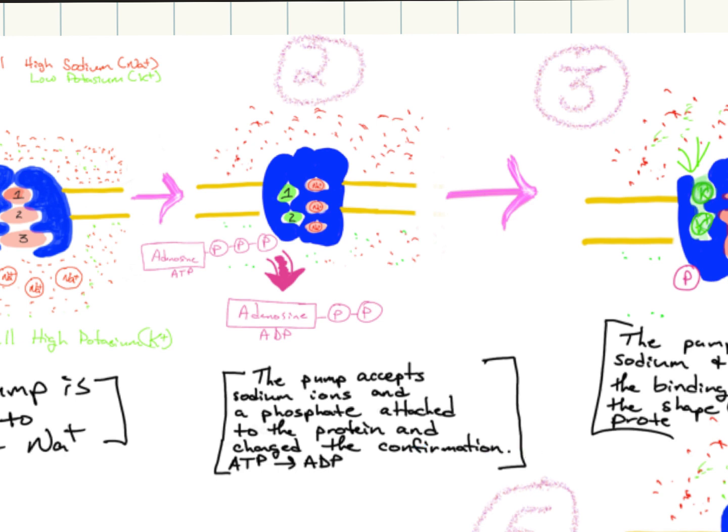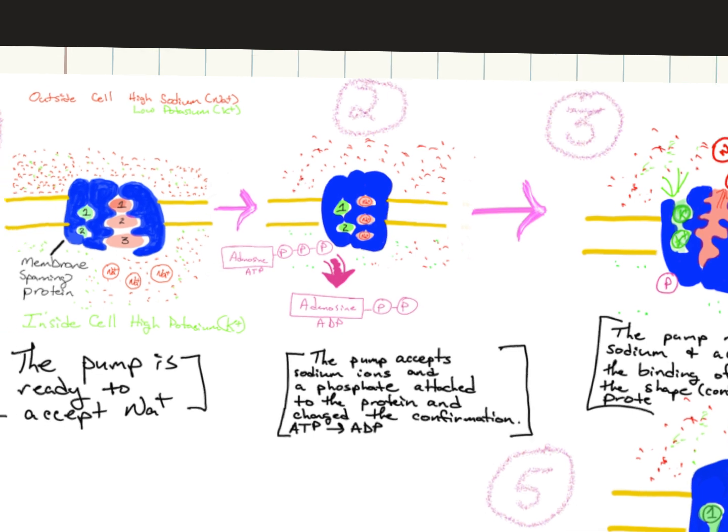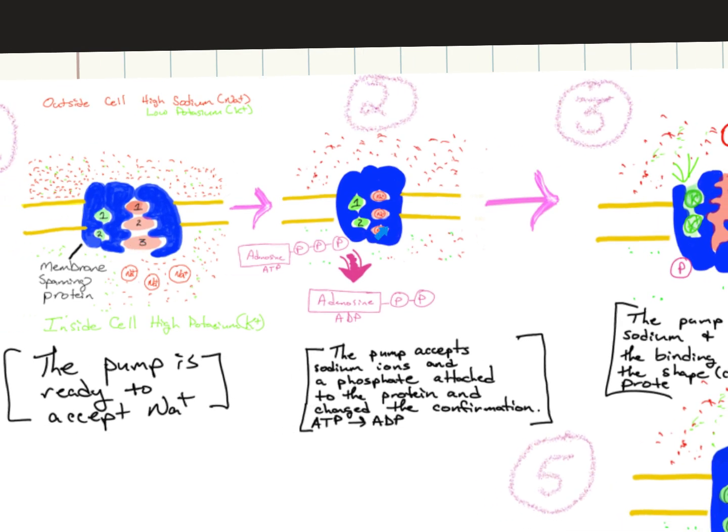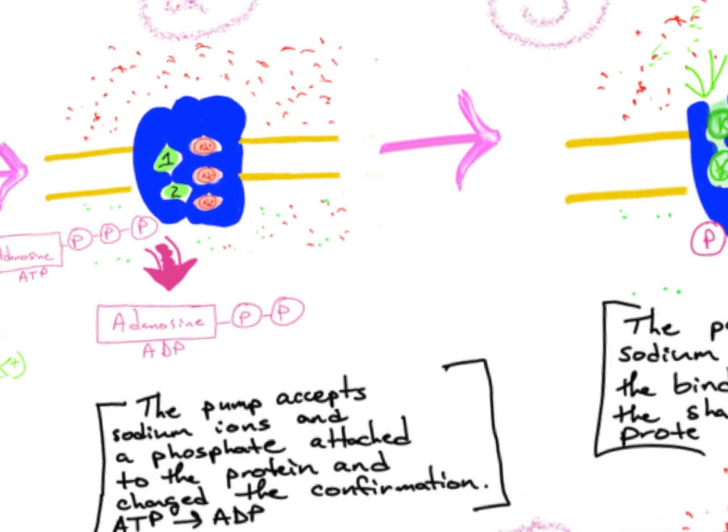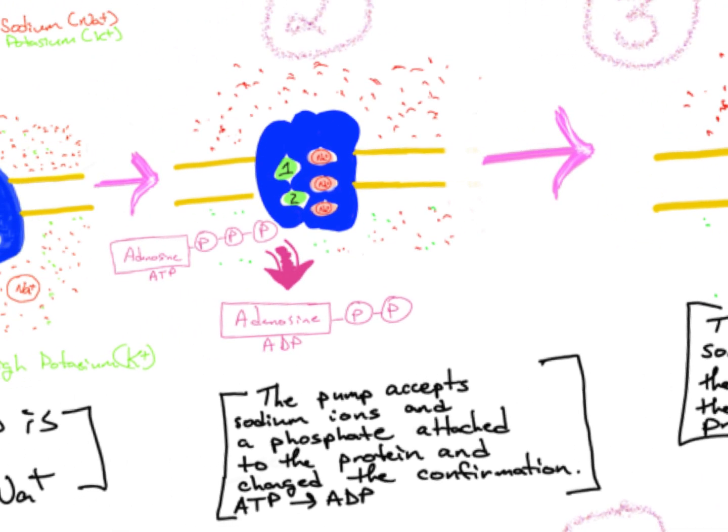So it went from that open look that you see in number 1 to this closed, the sodium is trapped inside here in number 2. Then out comes the ADP. It used to be ATP, adenosine with 3 phosphates, but now it's ADP, adenosine with 2 phosphates.